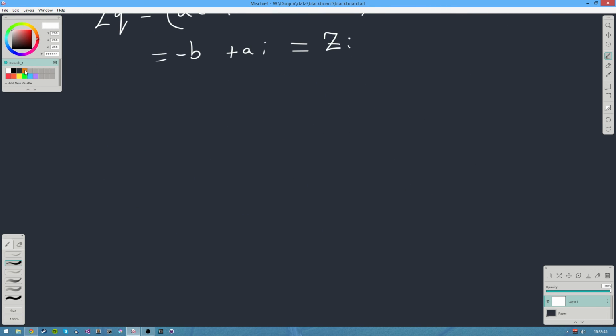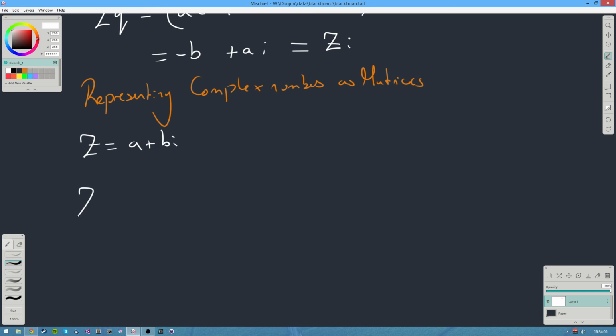So representing complex numbers as matrices. So let's go back to that z equals a plus bi. Z can be mapped, that's the symbol for mapped on, as a matrix of [a, -b; b, a]. So that is how you map a complex number into a matrix. Yeah? So if you want to multiply two complex numbers, you just multiply two of these. Simple enough.